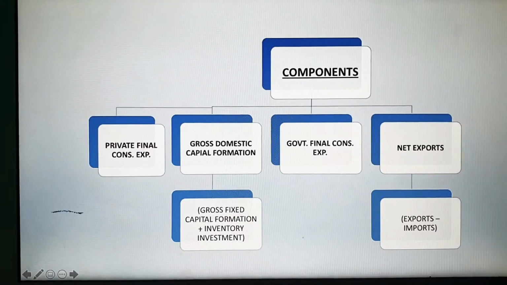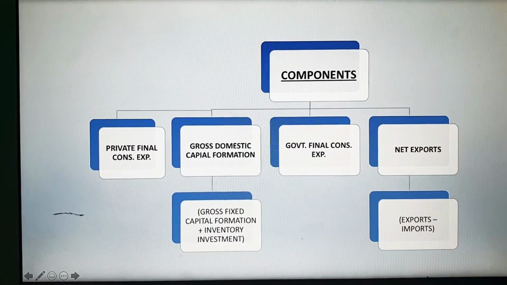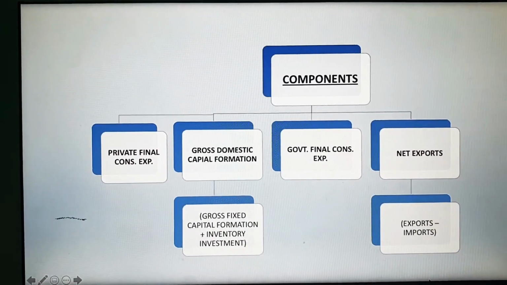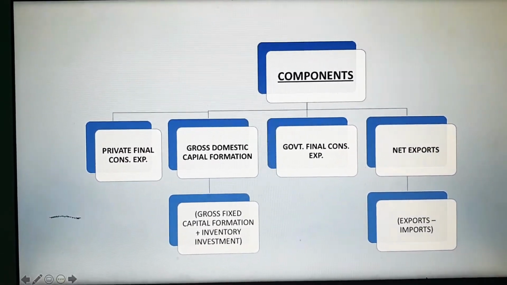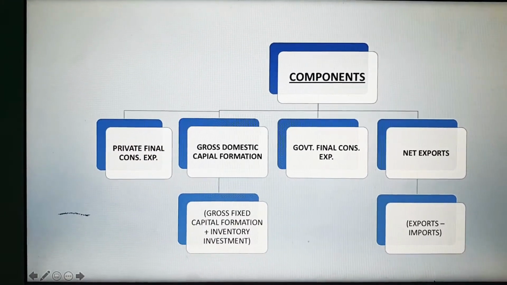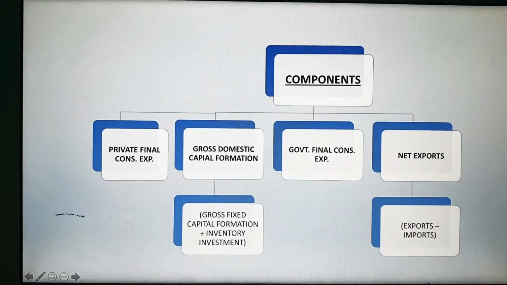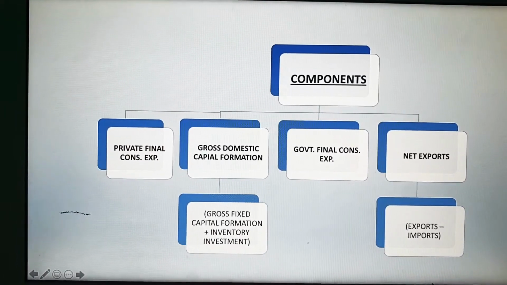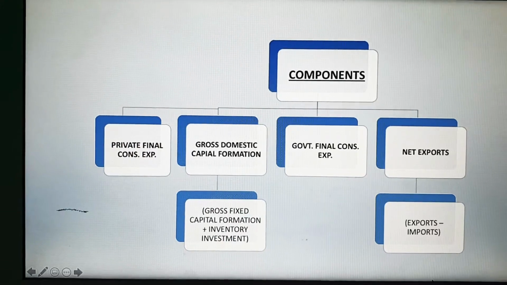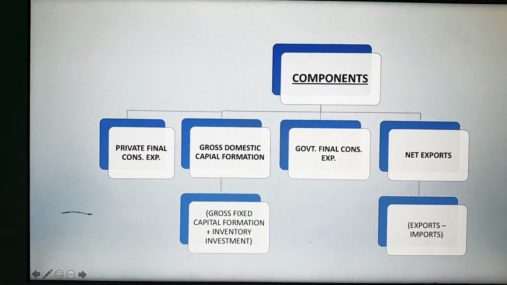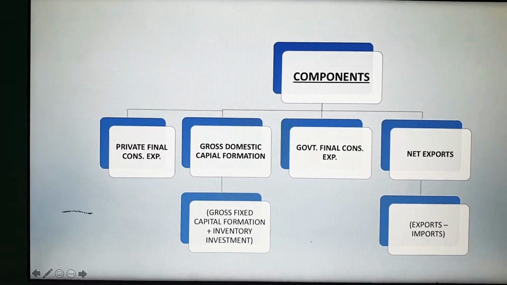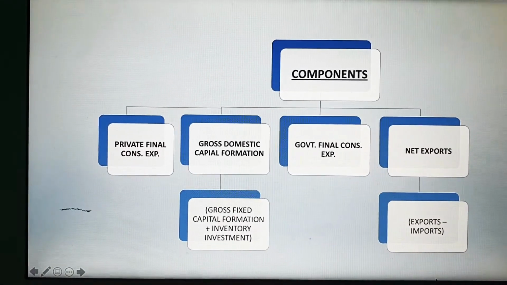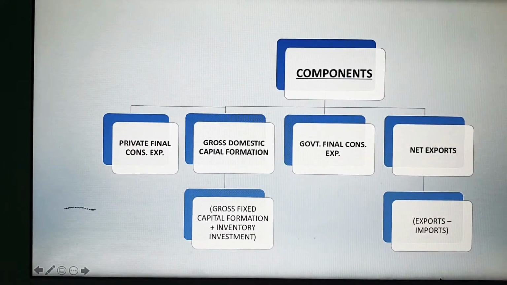So when we add all these components that we have just understood, private final consumption expenditure, gross domestic capital formation, government final consumption expenditure, and net exports, these four components all together give us the gross domestic product at market price. So we need to concentrate on these four elements: private, domestic, government, and net exports. All these expenditures together give us the gross domestic product at market price.